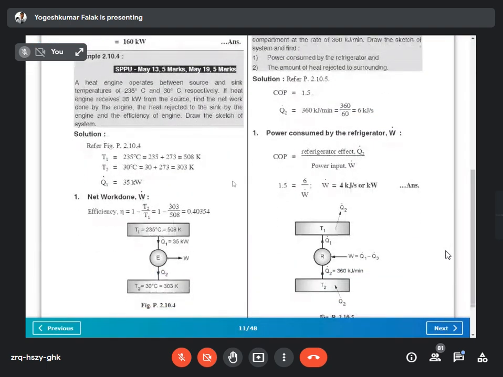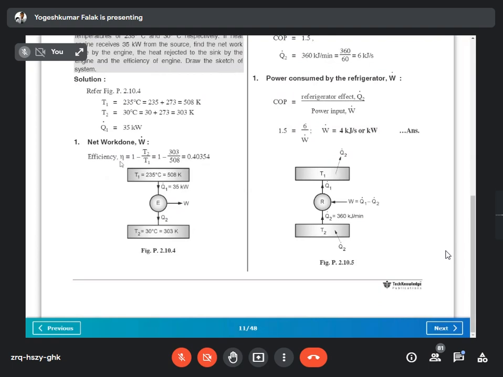See now, from this, efficiency is equal to 1 minus T2 by T1, not T1 by T2. So you get, that is 1 minus, which means it is opposite to that one. अगर है आपका जो efficiency equation in terms of T2 change हो जाता है, it's T2 by T1. So it's about 303 by 508. So you get about 40.35%.